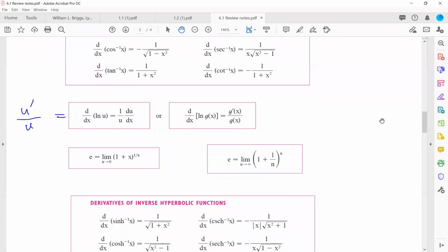Two important limits. The limit of 1 plus x raised to 1 over x while x goes to 0 is equal to e. So if I switch x and use 1 over n, n goes to infinity, and you have the limit of 1 plus 1 over n to the n, while n goes to infinity, which is equal to e. That's how we define the Napier number.